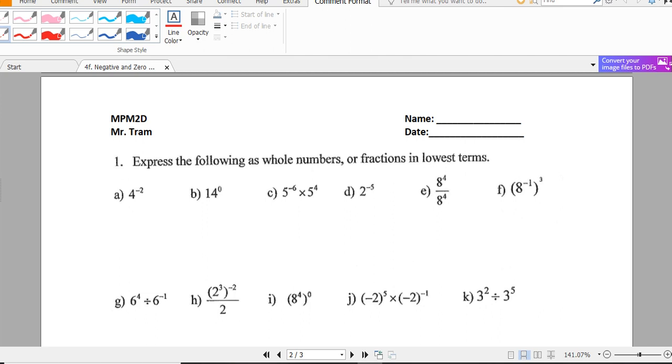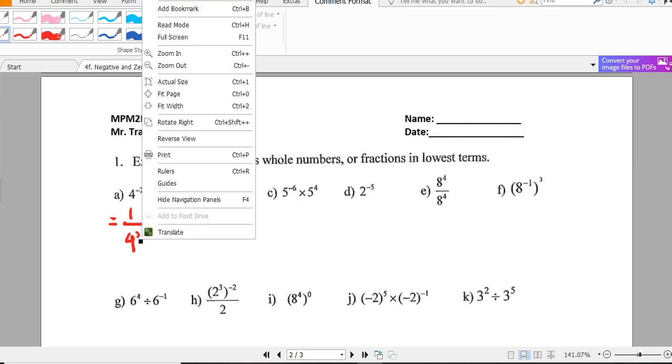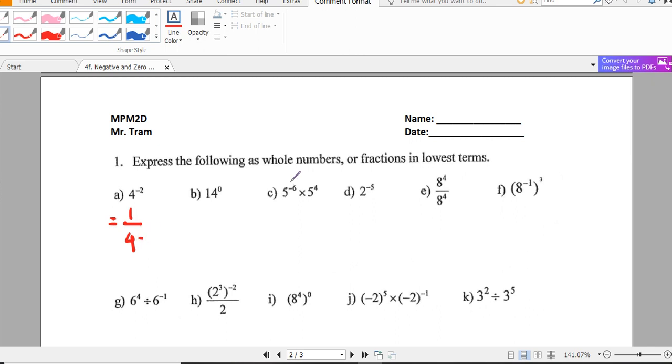Express the following as whole numbers or fractions in lowest terms. So 4 to the exponent of negative 2 would be the same thing as saying 1 over 4 to the power of 2. Or, you know what, lowest terms, sorry, I can simplify this one more. So that would be the same thing as saying 1 over 16. So if you type this in your calculator, you would get 1 over 16. 14 to the power of 0, anything to the power of 0 is always going to be 1.